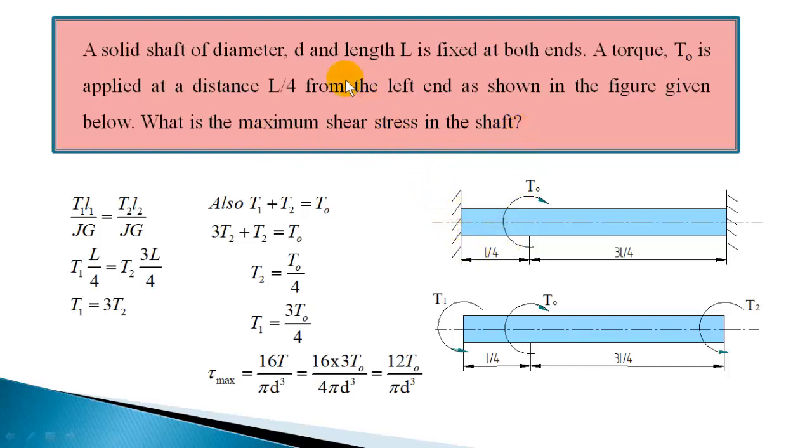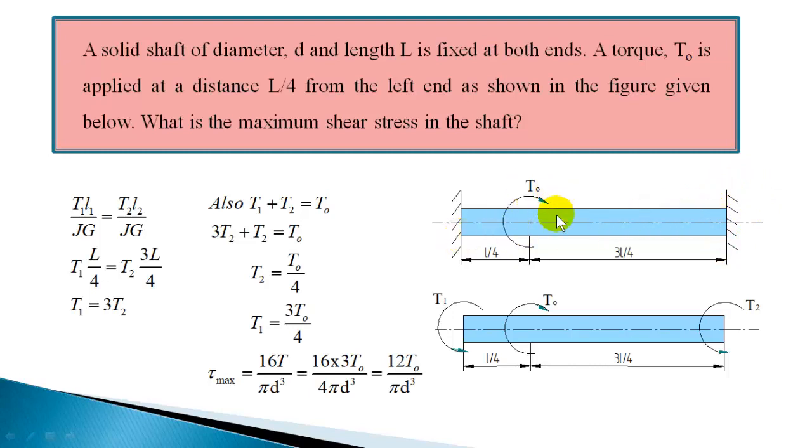Now, this shaft, which has a diameter D and length L, is subjected to a torque at this portion, that is L by 4 from one of the ends. It is fixed at both ends, and at a distance of L by 4 from the left end it is subjected to a torque T0. So this distance is 3L by 4. Now as a result of this applied torque, this section will be subjected to maximum torque, and this section will be subjected to minimum torque, because the applied torque will be resisted. This end has to exert a resistance, so the resistance will be in the opposite direction.